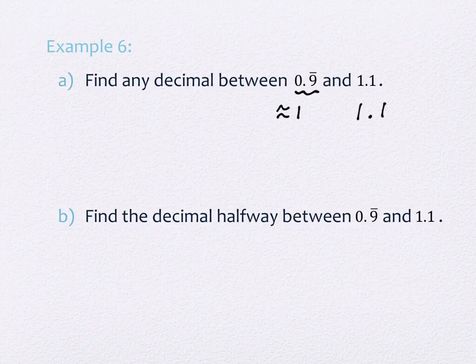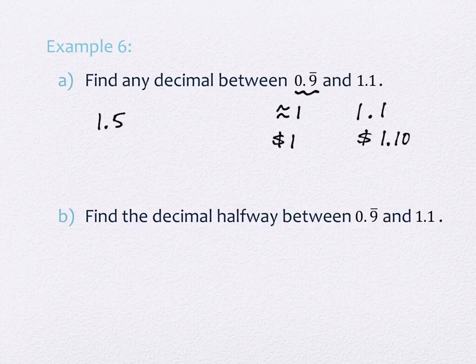Well, one thing you could do is think about money, right? This is sort of like the idea of the value $1, and this is like the idea of the value $1.10. Money's a good option. What's a number between 1 and 1.1? Any number.